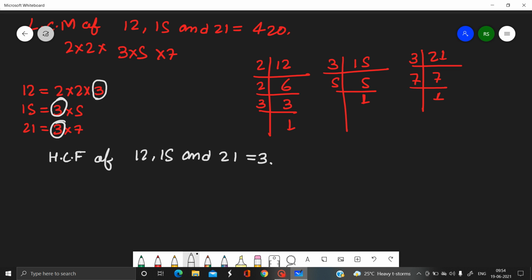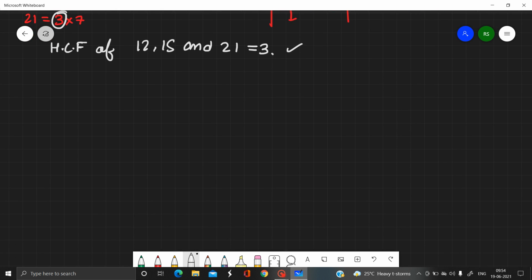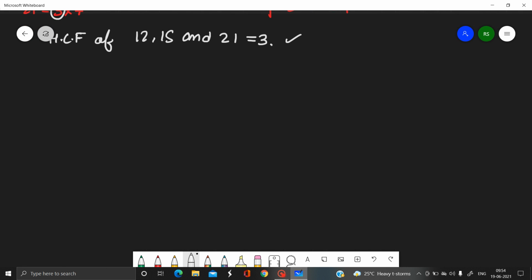So we have found the LCM, which is 420, and the HCF, which is 3 here. This is the answer of question number first. Now come to question number second. In question number second, three numbers are given, which are 17, 23 and 29.